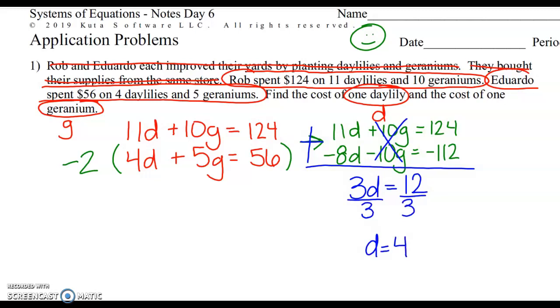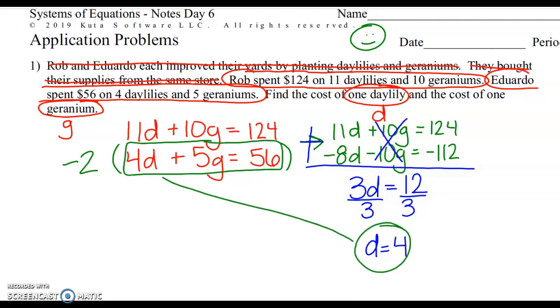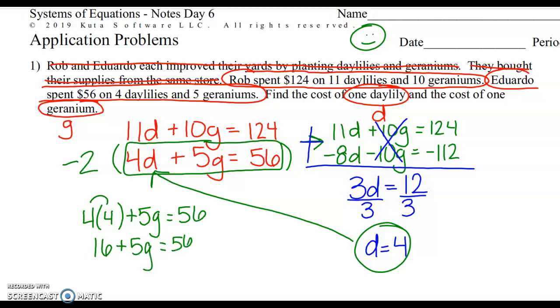So then I get to pick either equation. I'm going with the bottom one. It looks a little simpler. I found out that D is 4, so I can substitute 4 in for D. So 4 times 4 is 16 plus 5G equals 56. To get rid of 16, I subtract 16. So now I'm looking at 5G equals 40. And 40 divided by 5 tells me that G is 8.